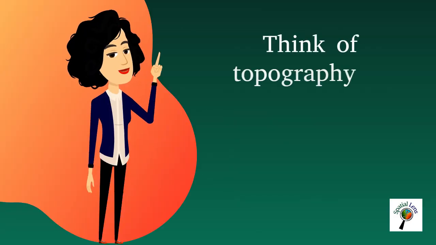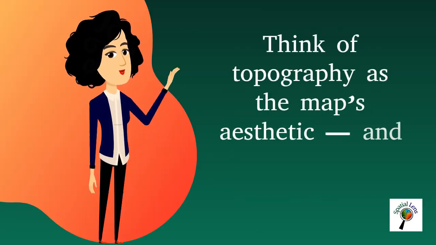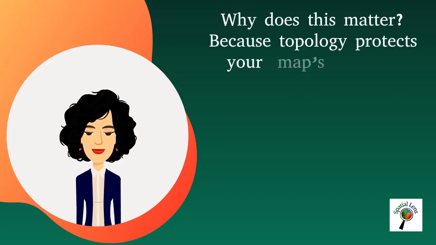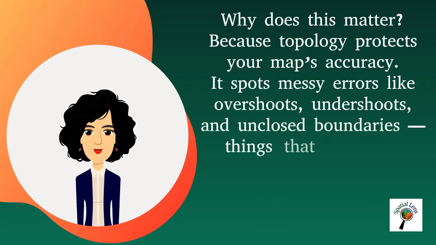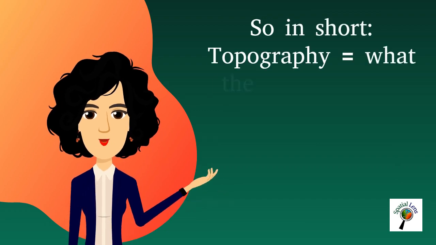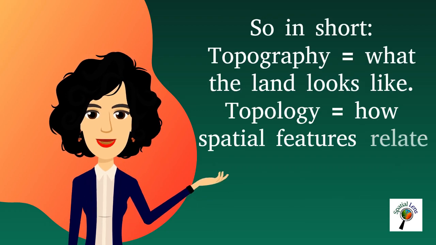Think of topography as the map's aesthetic, and topology as its rulebook. Why does this matter? Because topology protects your map's accuracy. It spots messy errors like overshoots, undershoots, and unclosed boundaries, things that can wreck analysis or cause confusion in navigation apps. So in short, topography equals what the land looks like.